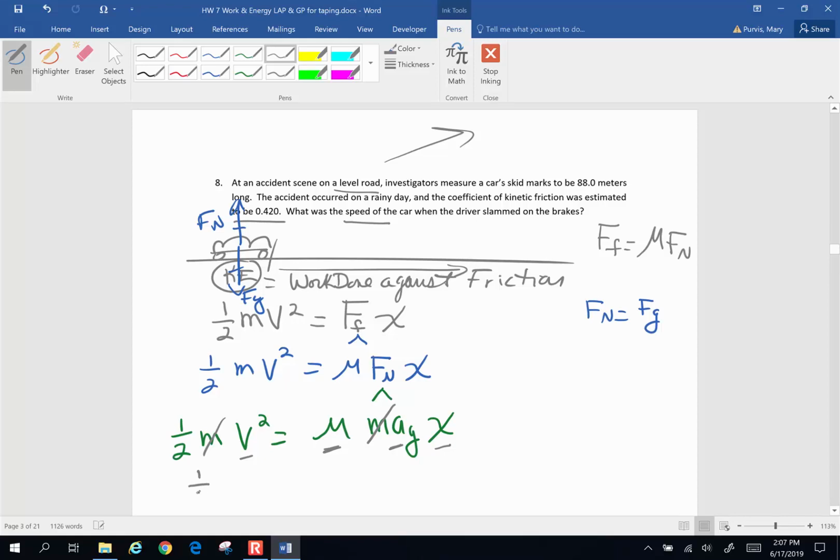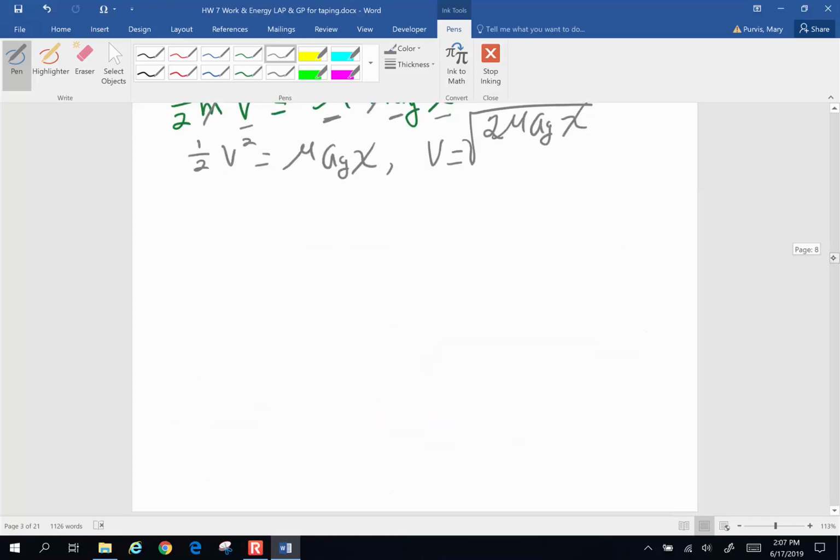So 1/2 V squared is going to be mu, acceleration of gravity, times x. Let's do some magical algebra and solve for V. V then is going to be mu, acceleration of gravity, times x. We're going to multiply both sides by 2 to get rid of the half, so this is going to be multiplied by 2. How do you undo a square? You square root it, and I am now going to put some numbers in here.